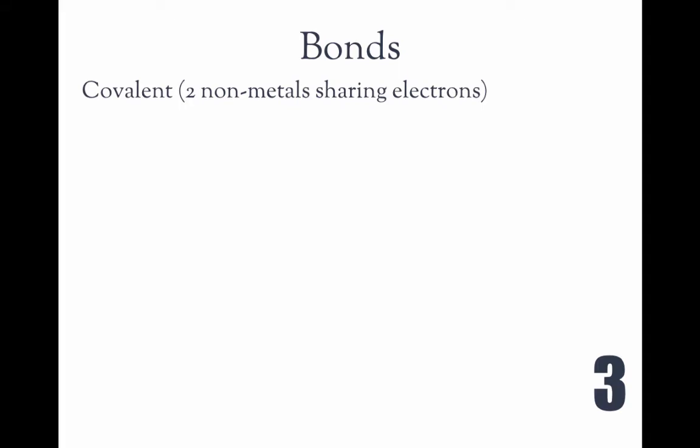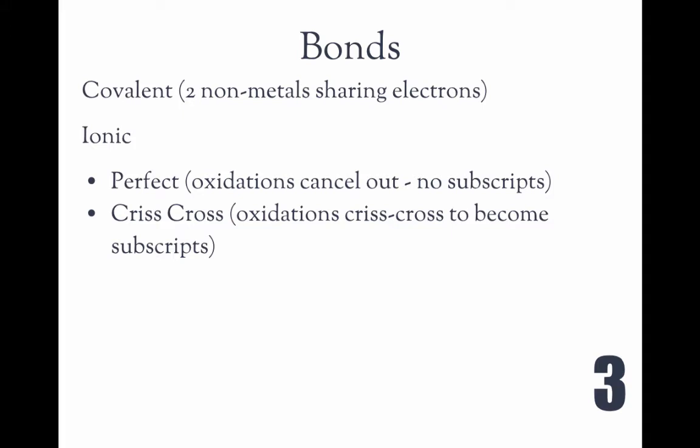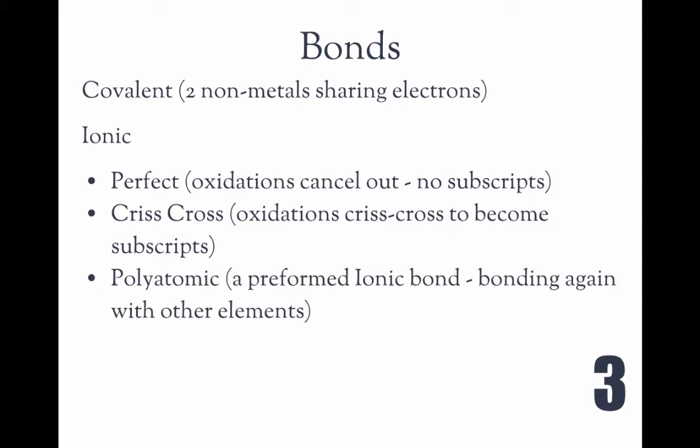We're actually going to start with covalent. Covalent bonds, remember, bond two nonmetals together in sharing the electrons. Then you have ionic, and there are four types of ionic bonds. Perfect ionic, where the oxidations cancel out, there are no subscripts. Crisscross ionic, which is the majority of them, where the oxidations will crisscross to become the subscripts. Polyatomics, which are preformed ionic bonds that will bond again with other elements and compounds.